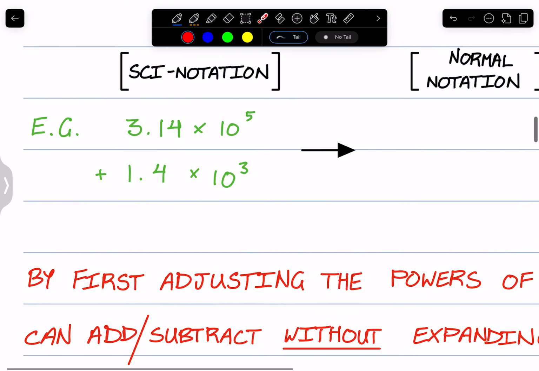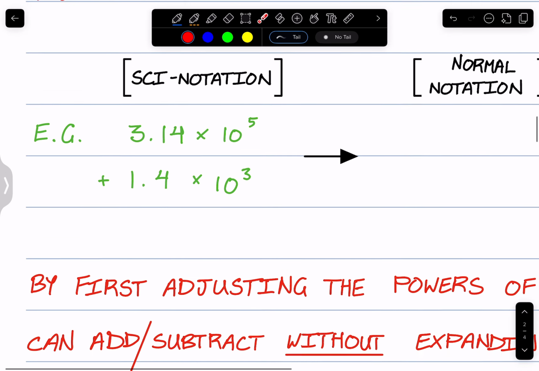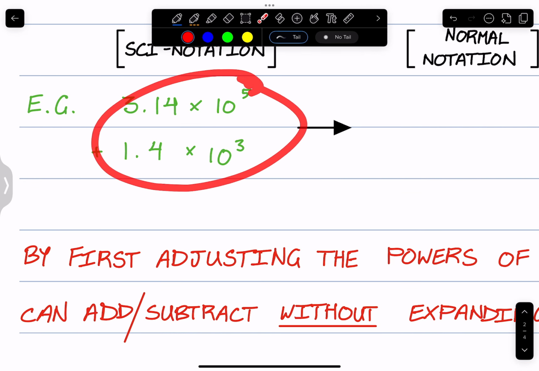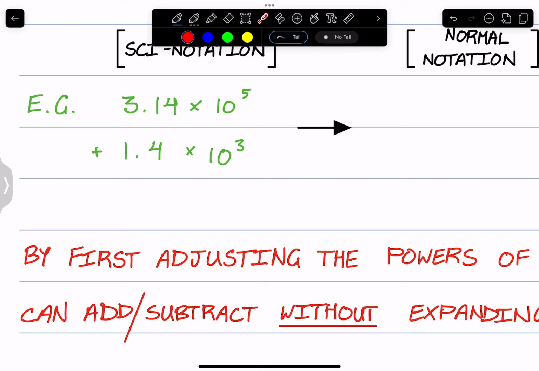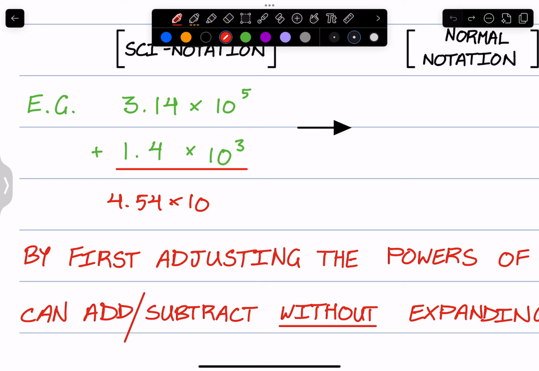What I'm trying to get across here is it feels like we could simply line these values up by the decimal and add them. So doing this one in red, it feels like this value just simply becomes 4.54 times 10 to the power of, perhaps we might add them. It feels like this is what we might do. However, this is very much incorrect.